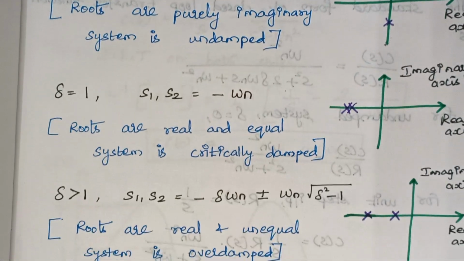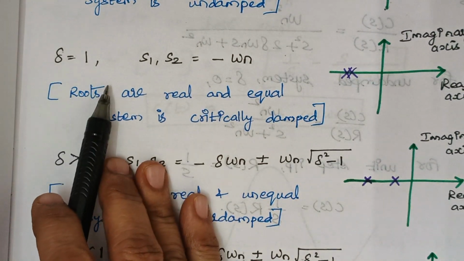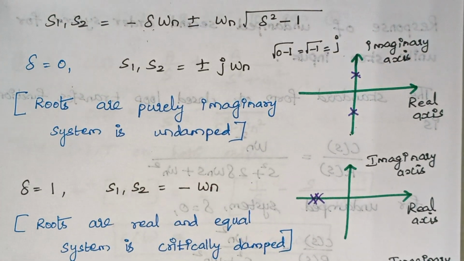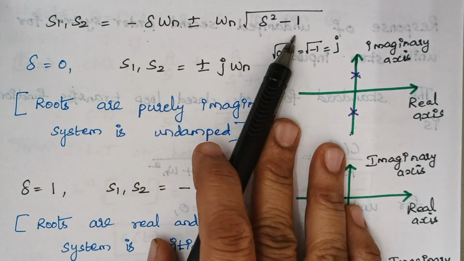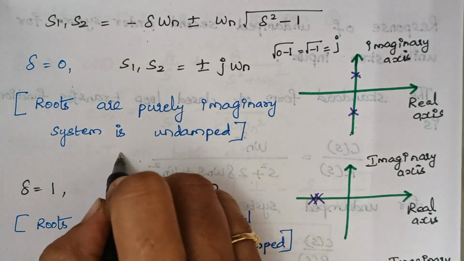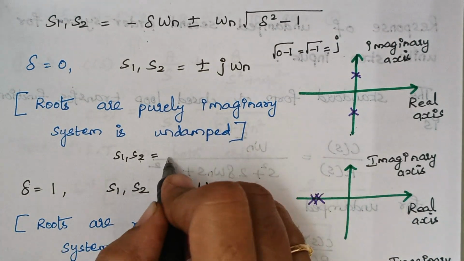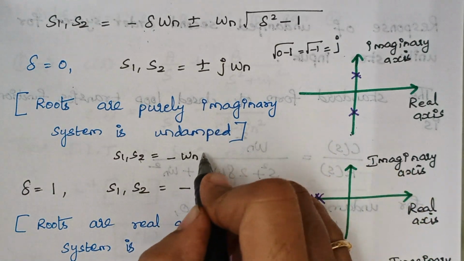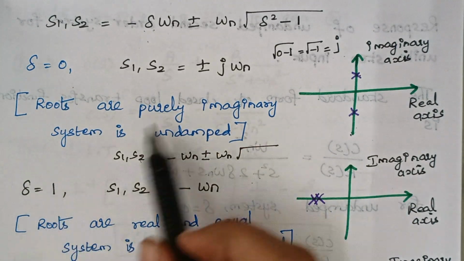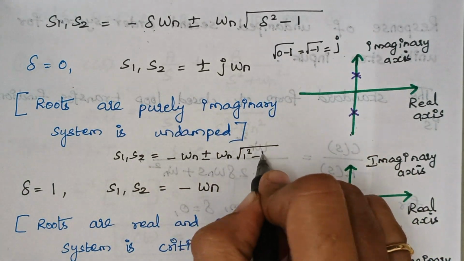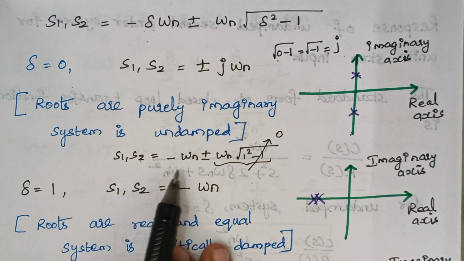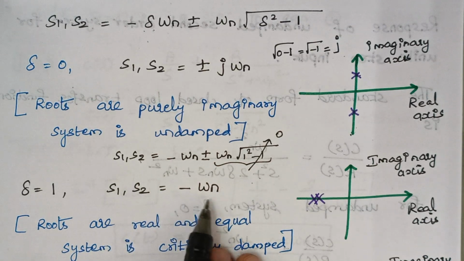And the next one is when the value of zeta is equal to 1. So when the value of zeta is equal to 1, again we are going to substitute the value of zeta equal to 1 in this expression. So when you substitute, what happens? Here you will have S1, S2 is equal to minus omega n plus or minus omega n into, here I am going to substitute the value of zeta as 1. So 1 square minus 1, and this entire term will reduce to 0. So finally I will have S1, S2 is equal to minus omega n.